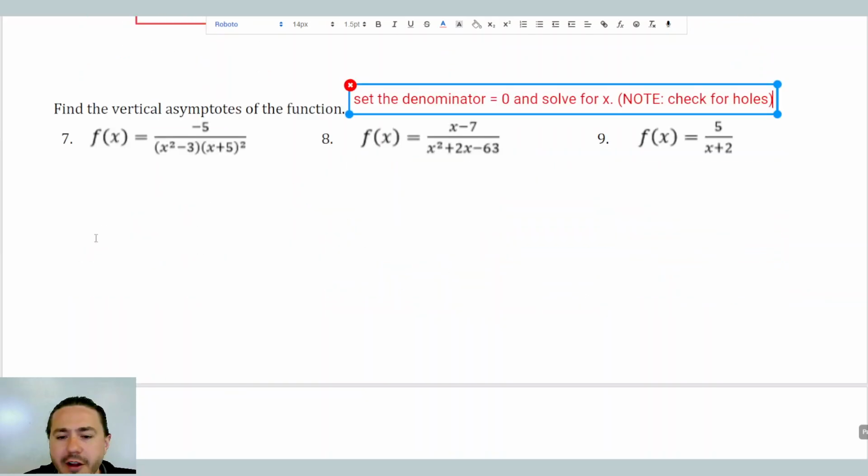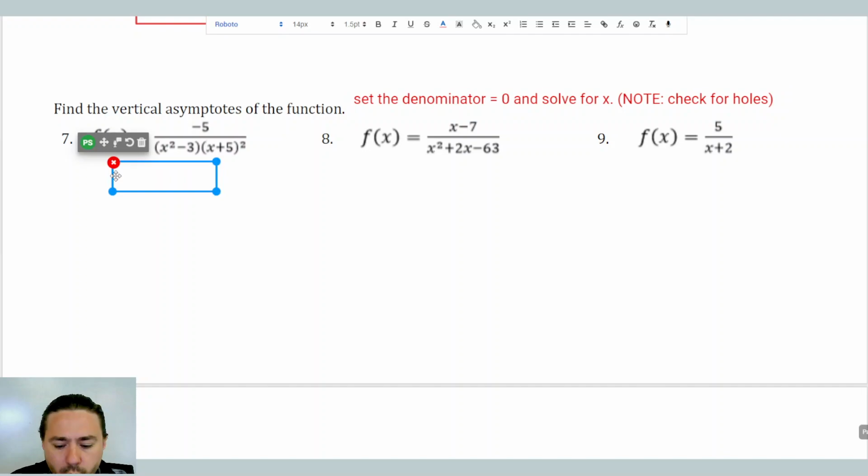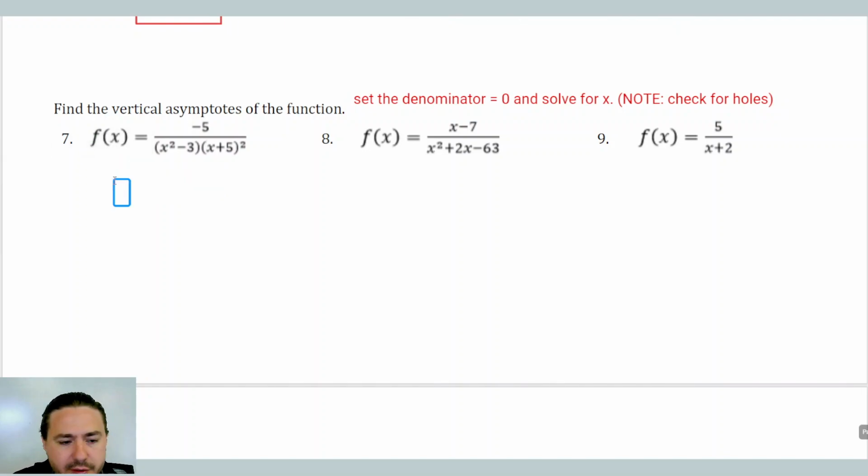Well, I guess number 7's already factored, but like number 8, we'll factor first and just see if we got an x minus 7 there, so we don't inadvertently call that a vertical asymptote when it's really a hole. So here, we're going to set x squared minus 3 times x squared minus 3 times x plus 5 squared.